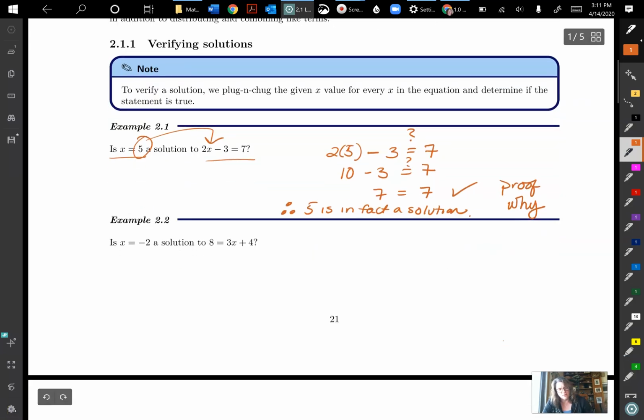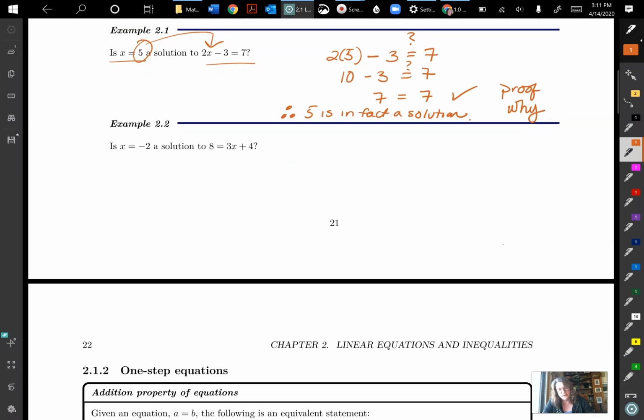Now right below that one, we have example 2.2. Is x equals -2 a solution to 8 equals 3x plus 4? I'm going to leave this one as a virtual classwork. So we'll mark that off as CW for classwork in quotes, or sometimes I might call them try it, try it on your own, then check back for your answer.